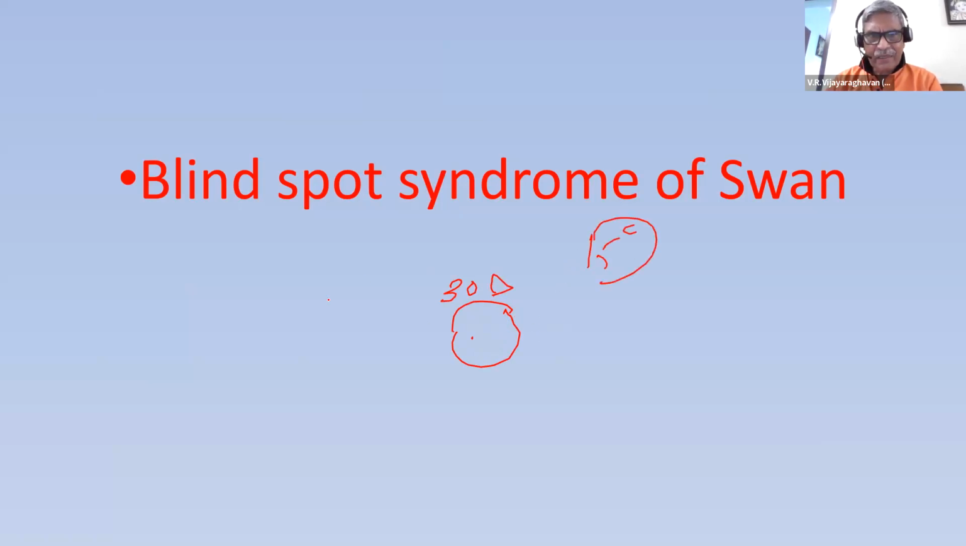Esotropia is there. The object is falling on the fovea of one eye, the normal eye, and in the squinting eye it falls on the blind spot. That is what? The optic disc level. So the object from the outside world falls on the optic disc area, which is not coming into the picture at all. The patient will not appreciate that object in that squinting eye.